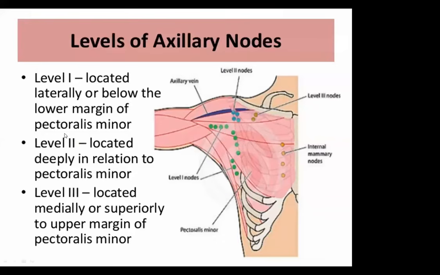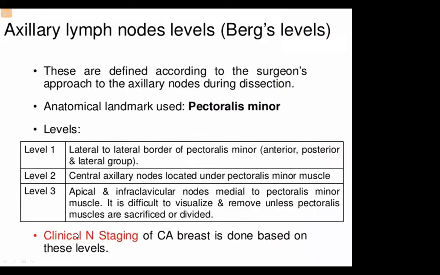I will show you again. So these are the levels of axillary nodes. Level 1 is located laterally or below the lower margin of the pectoralis major. Level 2 is located deep to the pectoralis minor. Medial or superior to the pectoralis minor is level 3. The anatomical landmark used for labeling of the axillary lymph nodes is the pectoralis minor. Remember, lateral to the pectoralis minor is level 1.